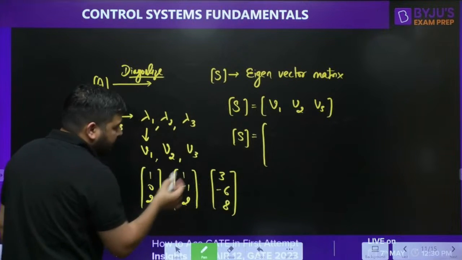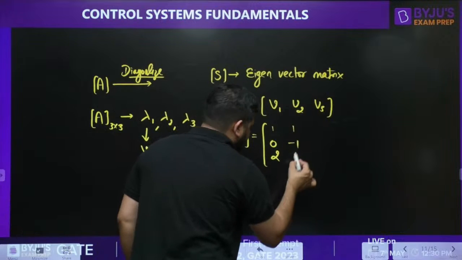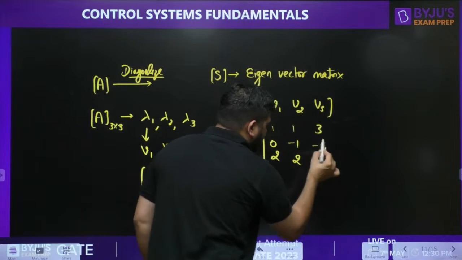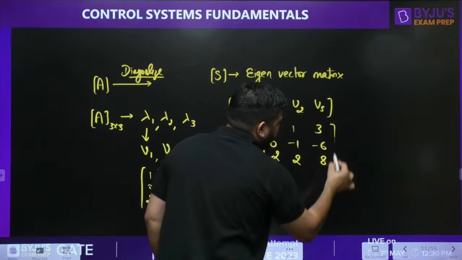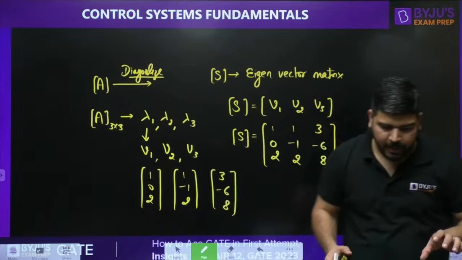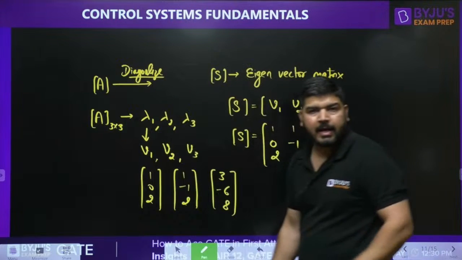The first column is represented by this. The second column is represented by this, okay. And the third column is represented by this: 3, minus 6, 8. So this is my eigenvector matrix. Once you get this eigenvector matrix, now you can simply diagonalize this matrix A. This A can be diagonalized now.